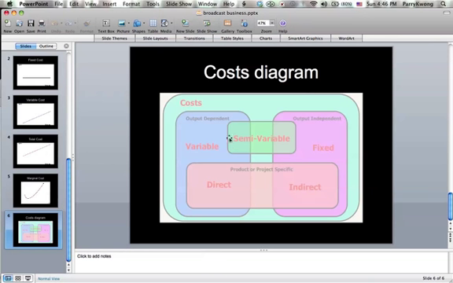Finally, we have the semi-variable cost, which refers to costs that contain an element of both fixed and variable costs. Overtime payment for employees working at a Coke factory is a good example.